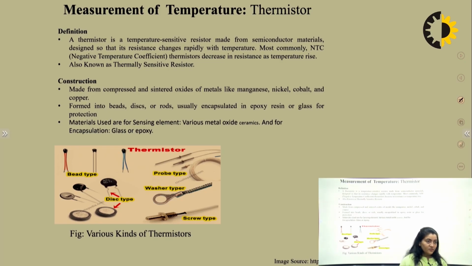Sometimes it is also known as a sensistor. Made from a compressed and sintered oxide of metals like manganese, nickel, cobalt and copper, formed into beads. We have a bead kind of thermistor, which you mostly see in laboratories and academics. Then we have a disc type and a rod type, usually encapsulated in epoxy resin or glass for protection. Materials used for sensing elements are various metal oxides and ceramics, and for encapsulation, glass or epoxy.